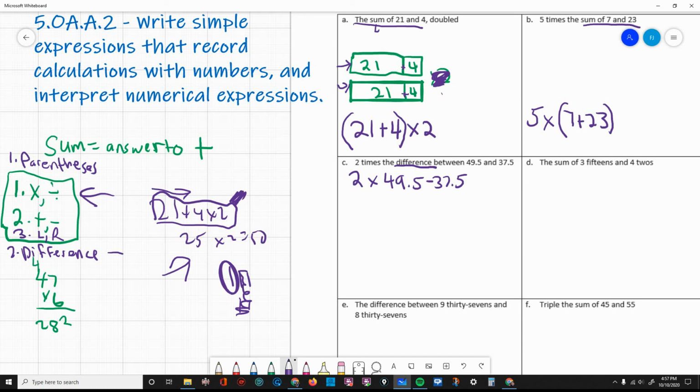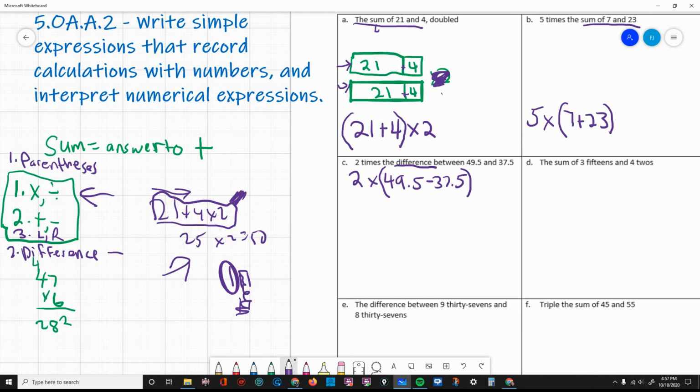So again, just like sum wants you to get an answer, it's not asking you to subtract it. It says I need the answer of 49.5 minus 37.5, and then I need 2 times that. So that's where our parentheses need to go. All right, and that's a pretty easy problem there. You can probably see that's 2 times 49 minus 37 is 12, 24. Here we're going to work that one out.